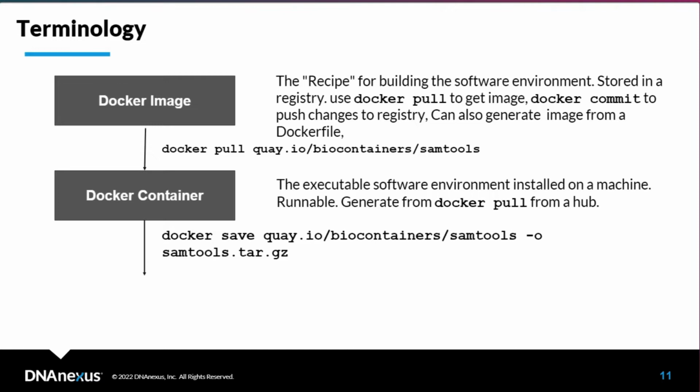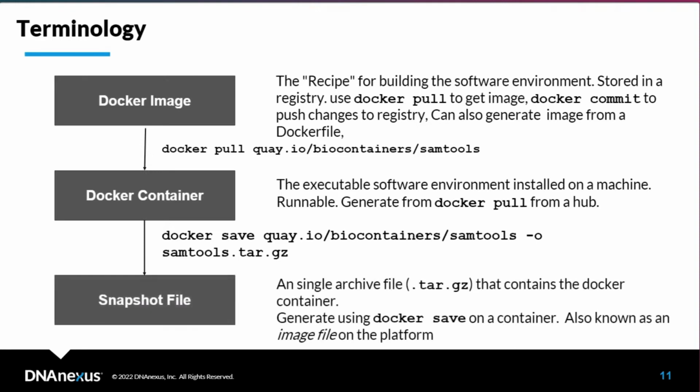Once we make any changes, we want to save the software environment as a single file. We're going to call that a snapshot file. Snapshot files are single archives, like a .tar.gz file that contains the Docker container. Our main mechanism for generating this is using Docker save.